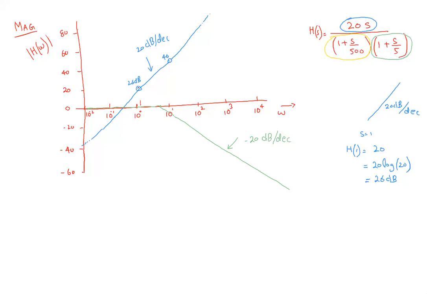And what about the yellow one? It's going to remain 0 dB till what point? Till s is equal to 500. Where is the 500 point? This is 100, 1,000, 500, something like this. So till this point, it's going to be like this, and then it will shoot down with a negative slope, having minus 20 dB per decade.